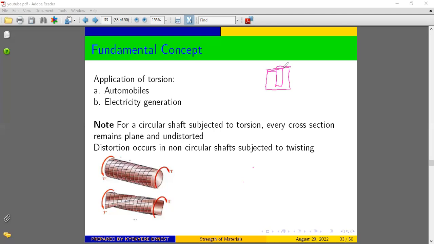So if this is the piston in the cylinder of the engine, these pistons are going to move up and down like that. The up and down movement is a linear motion. Now this piston is connected to what we call the crankshaft. And this crankshaft turns this linear motion of the piston into rotational motion.